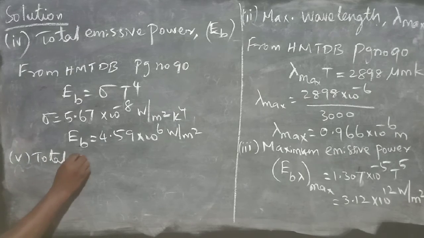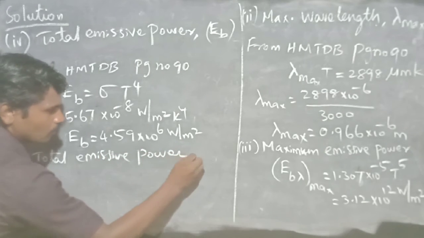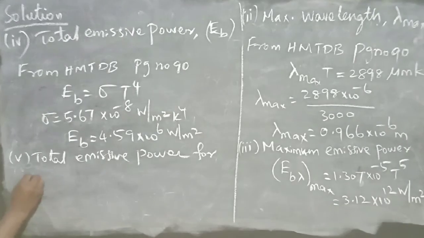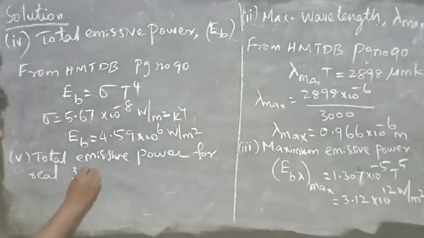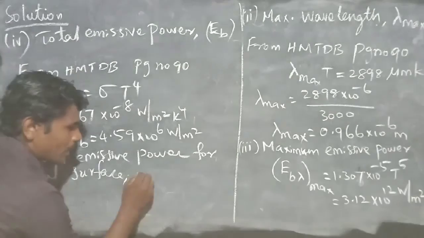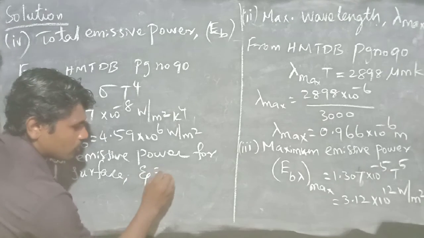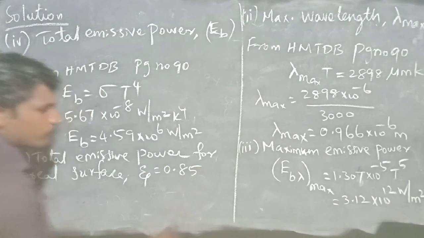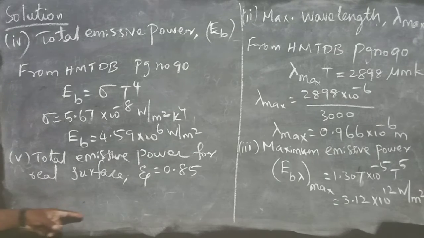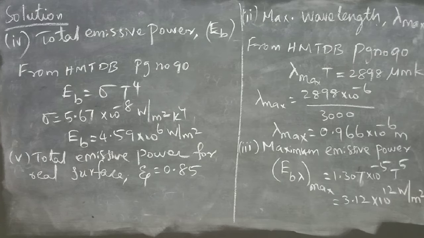After finding the total emissive power, we need to find the total emissive power for a real surface. For the real surface, they gave the value of emissivity, which is 0.85. For finding the total emissive power for a real surface, there is only a small change in the total emissive power equation.